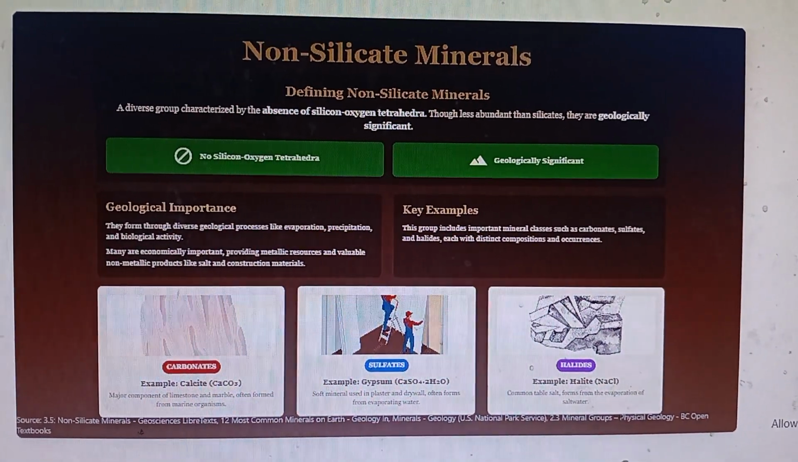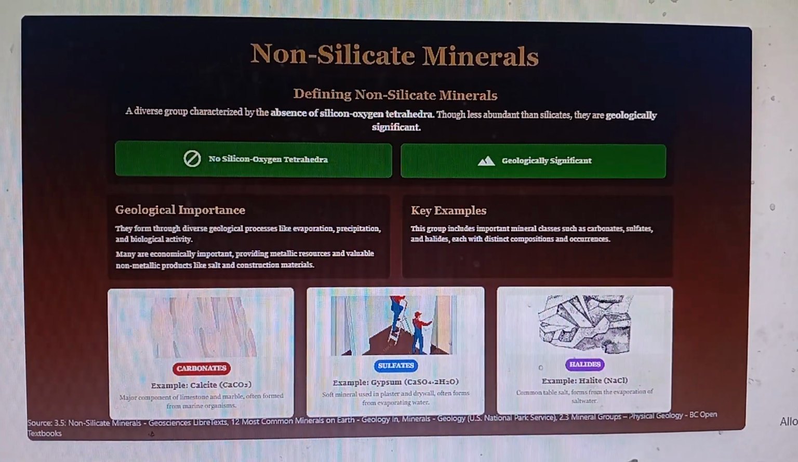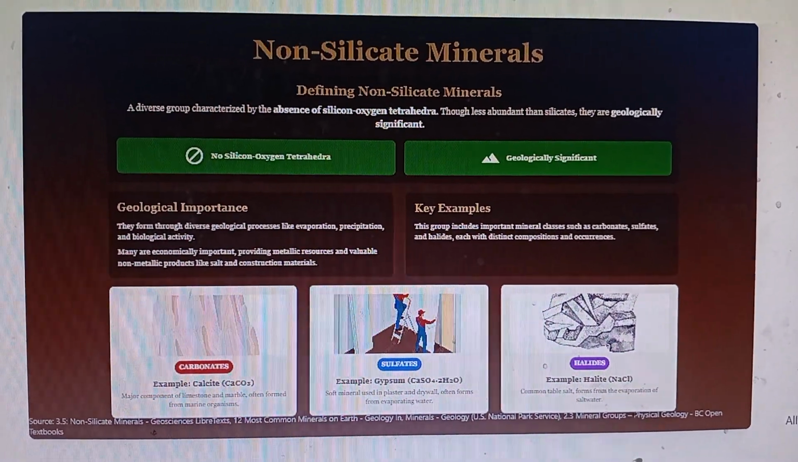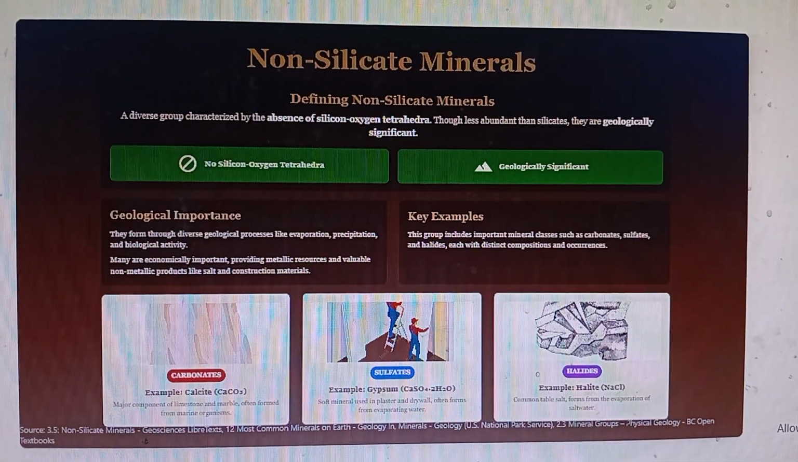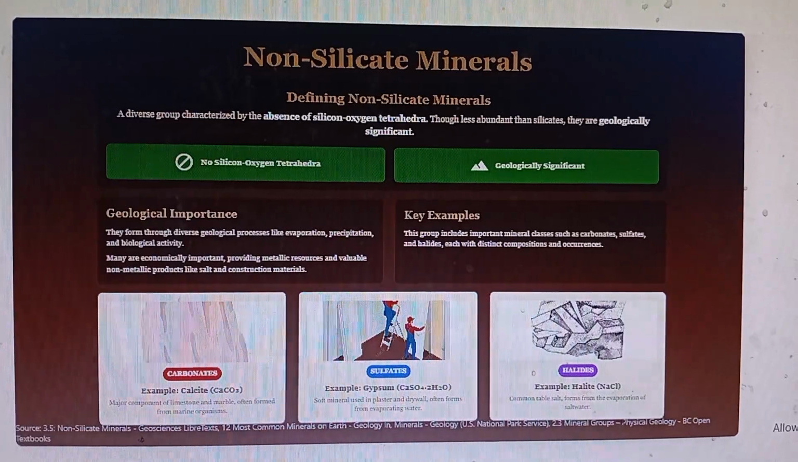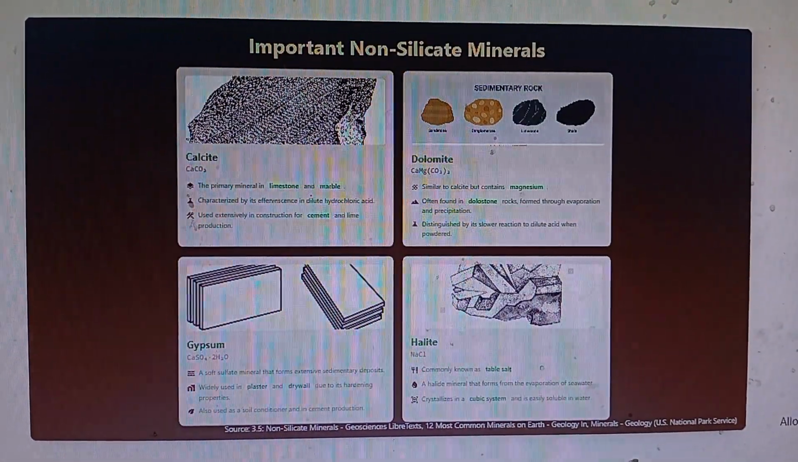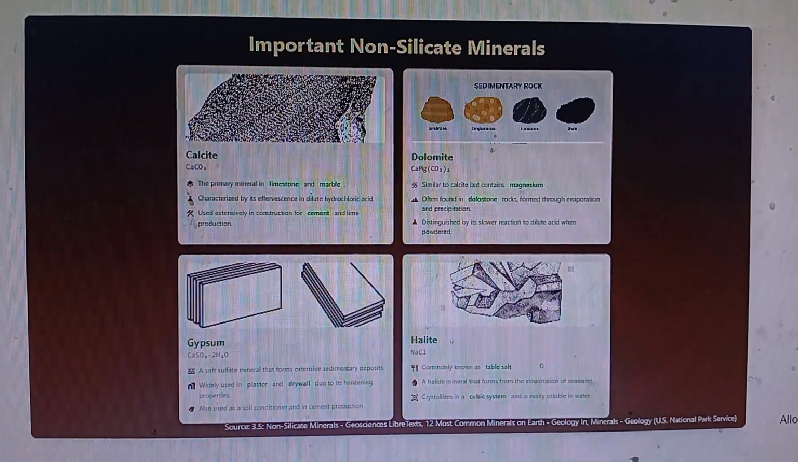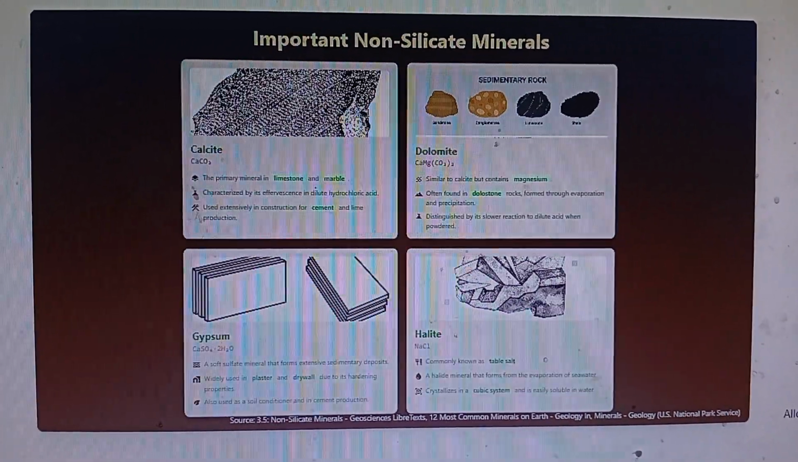The major classes include carbonates such as calcite, which forms limestone and marble from marine organisms, sulfates like gypsum, used in plaster and drywall, and halides including halite, our common table salt formed from evaporating salt water. Non-silicate minerals play crucial roles in geology and industry, with 4 key examples demonstrating their diverse properties and applications.